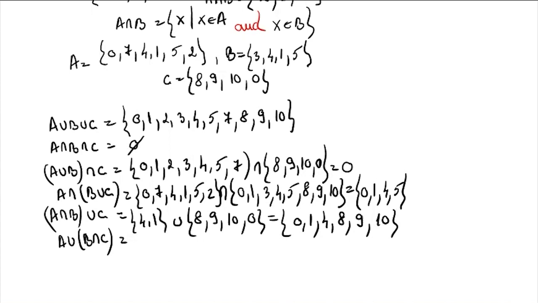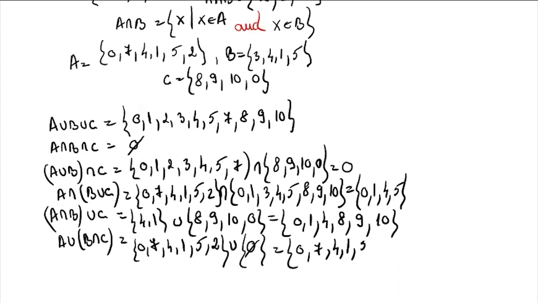Furthermore, the last example, I have the union between A, 0, 7, 4, 1, 5, 2 and the common elements between B and C sets, which is the empty set, which is furthermore equal to 0, 7, 4, 1, 5, and 2.